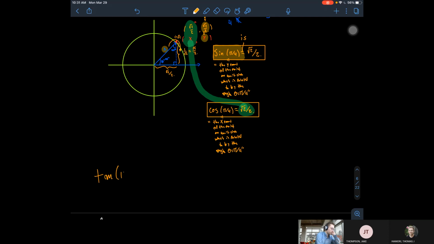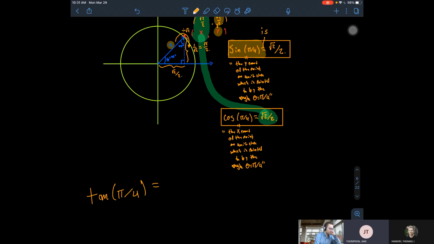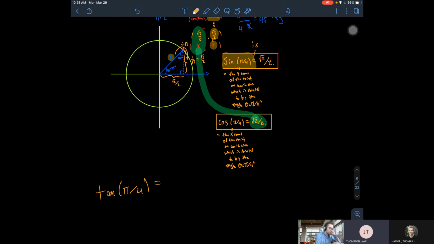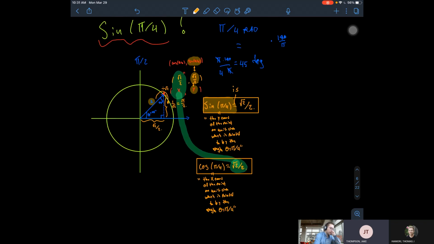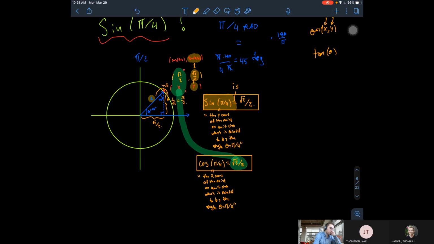What is tangent of pi over 4? I'm not really good with the other ones like CSC or tan. Okay. So here's what we say about tangent. If I have an angle theta, and theta corresponds to the point x comma y on the unit circle, you know how we said the x-coordinate is the cosine and the y-coordinate is the sine? Yeah. Tangent theta is the y divided by the x.